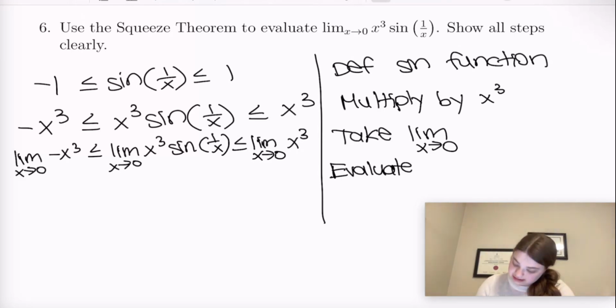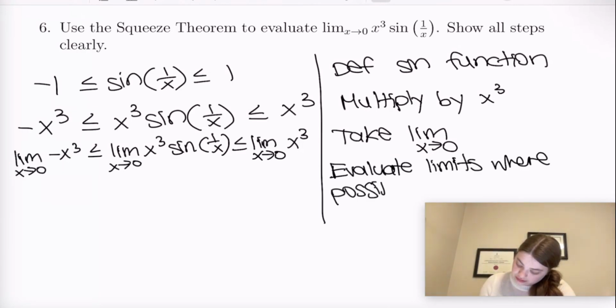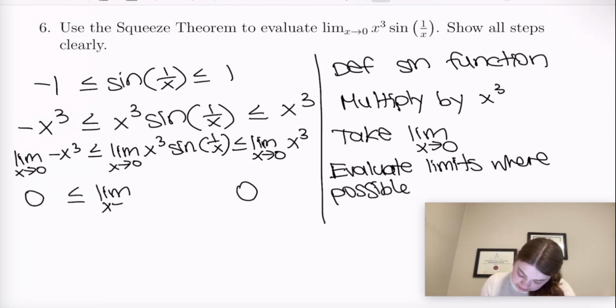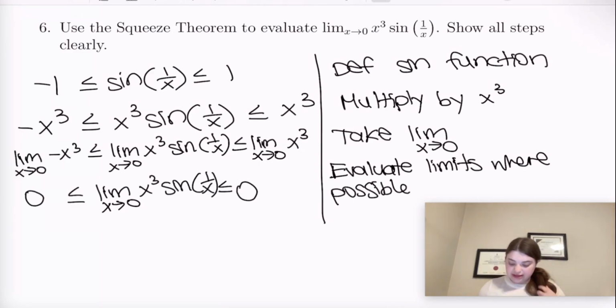Next, we're going to evaluate the limits where possible. On the left side, we have the limit as x approaches 0 of -x cubed. If we plug in 0 there, we get 0 cubed, which is 0. And on the right, we also get 0 cubed, which is 0. And so we have that the limit as x approaches 0 of x cubed times sine of 1 over x is between 0 and 0.